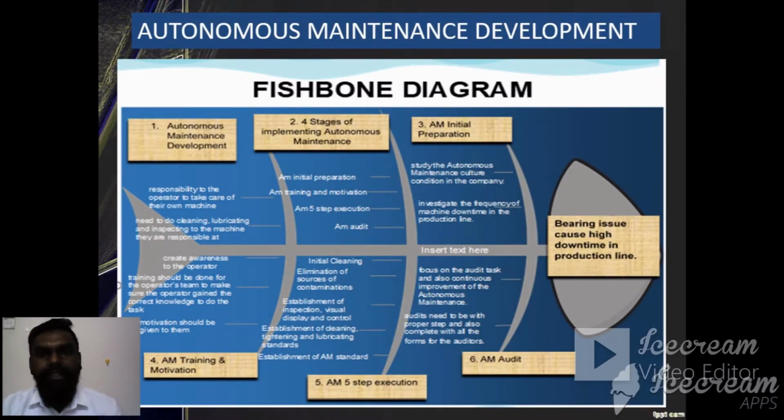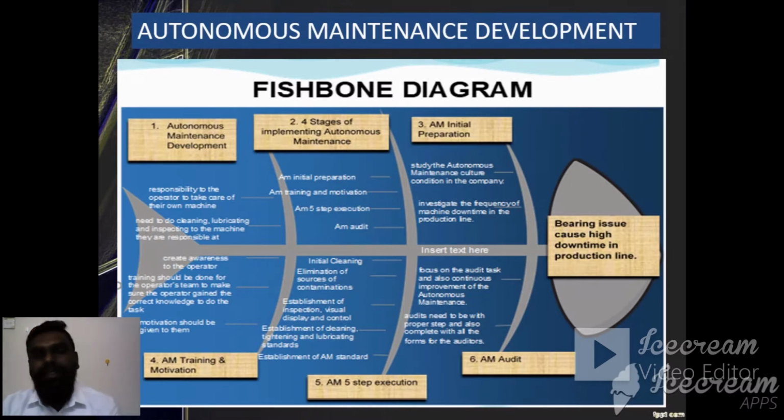Okay, this is the fishbone diagram of my project. The first one is autonomous maintenance development. So it's the responsibility of the operators to take care of their own machines, to do cleaning, lubricating and inspecting of the machines they are responsible for. The second one is the 4 stages of implementing autonomous maintenance: AM initial preparation, AM training and motivation, AM 5-step execution, and AM audit.